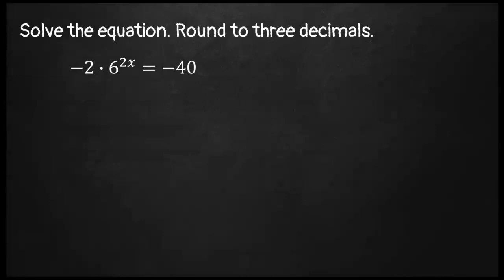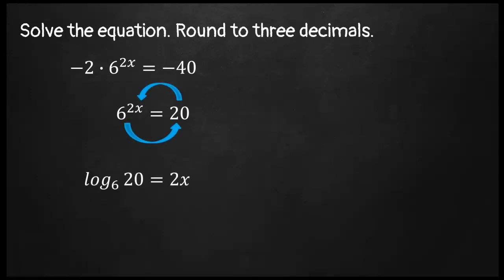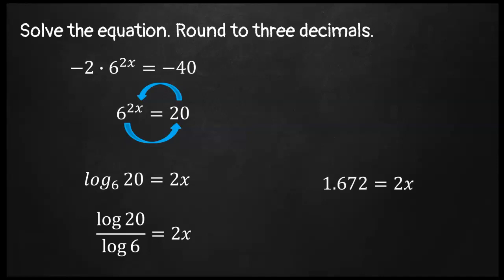Now, with this example, you do see that you have that negative 2 in the front. So we will have to undo that negative 2. It's not going to be adding 2. We're actually going to divide by negative 2 because it is multiplication, which gets us on the right-hand side a positive 20. With this, we've got our logarithmic form we could rewrite as log base 6 of 20 is equal to 2x. You can do the change of base formula, which will get you 1.672. Remember to solve for x, so divide both sides by 2, and you get 0.836.